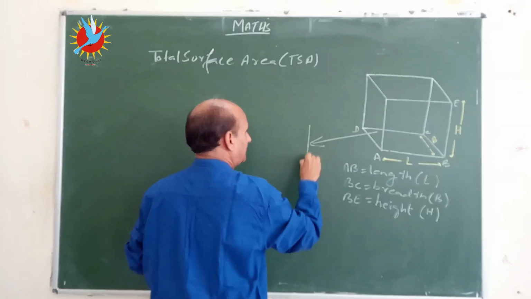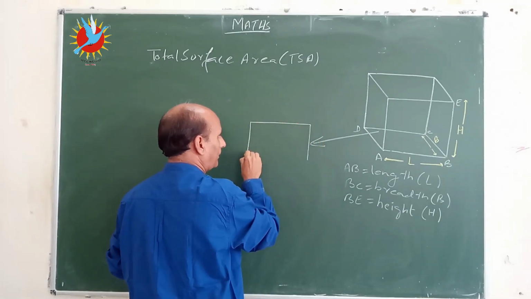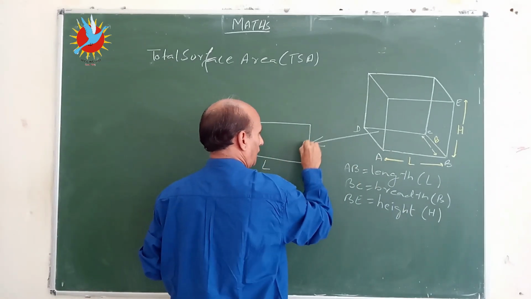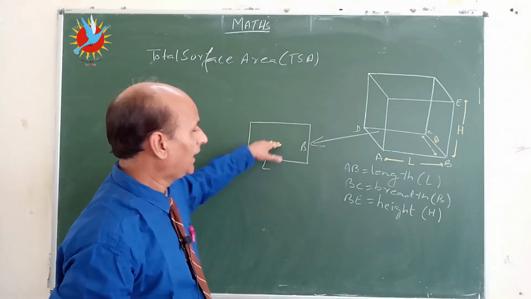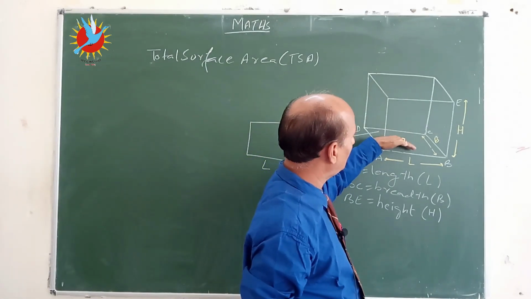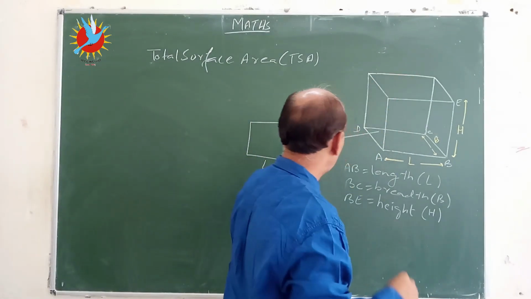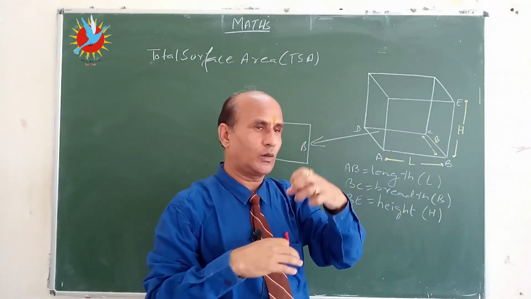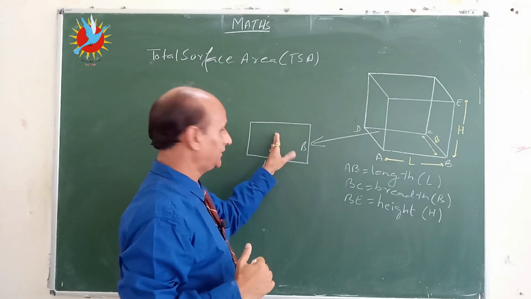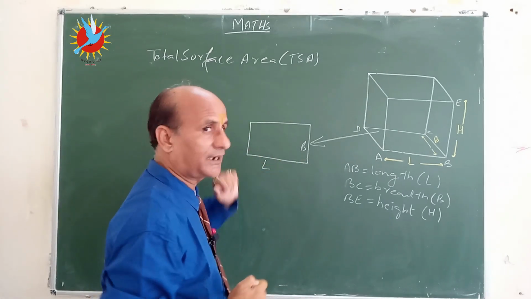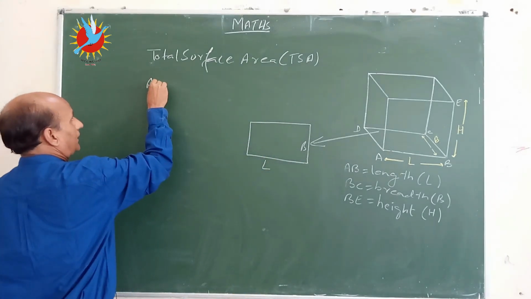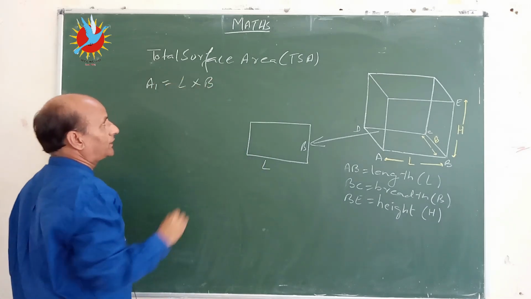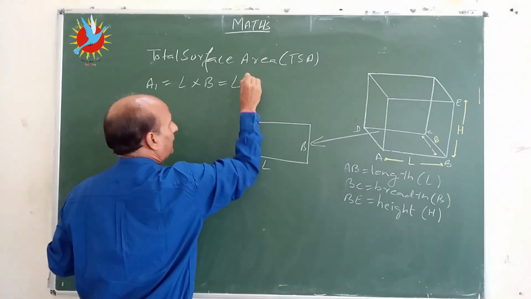Now the base is in the form of a rectangle. This is length and this is width. This is the first surface. Now the base is equal to the ceiling, so we have two surfaces just like this and both are equal in area. So the area of this surface is length multiplied by width. Area of this is length multiplied by width. Let us take it as LB.